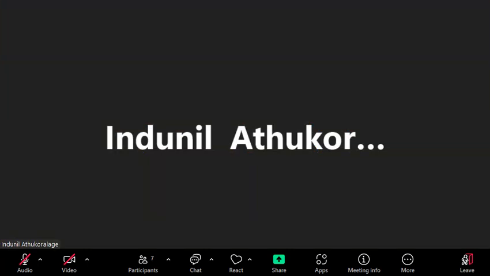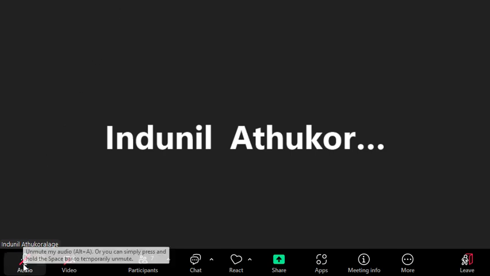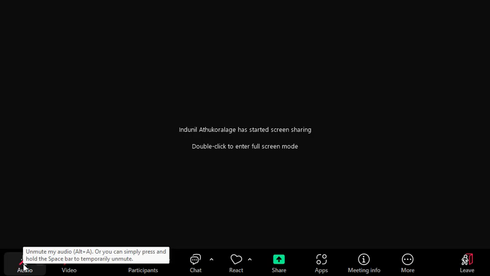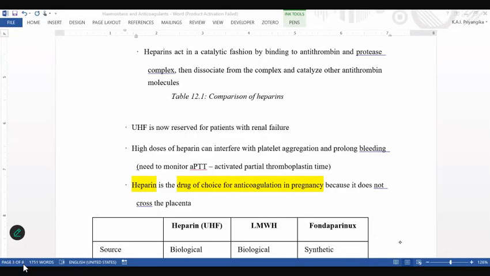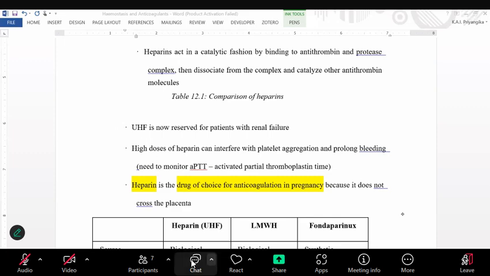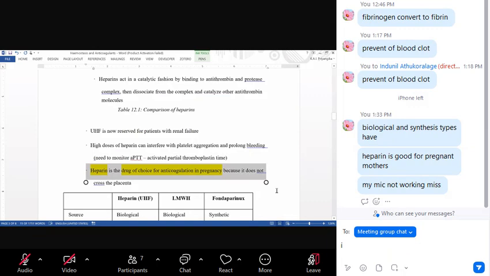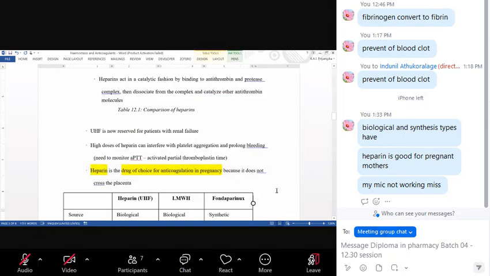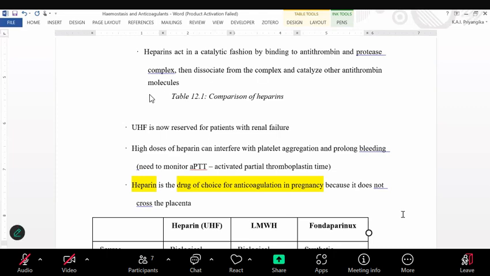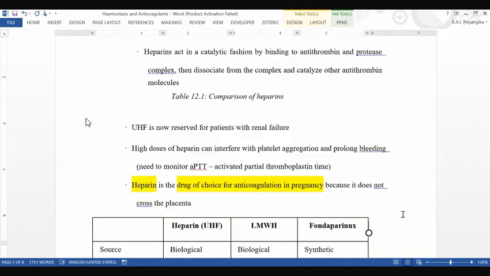Okay, we will move to our note again. Right? Okay. So now, when you say low molecular weight heparin, there are different drugs: enoxaparin, dalteparin, tinzaparin. So there are different drugs.